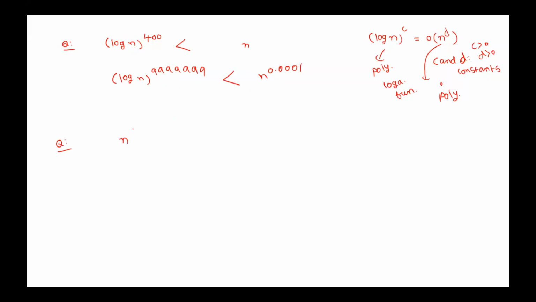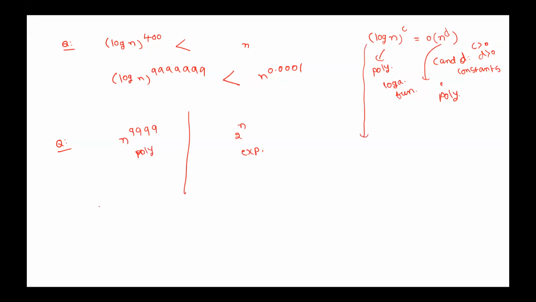Similarly, one student has given an algorithm to solve a problem whose order of growth is n power 9999. Another student has given an algorithm whose order of growth is 2 power n. Which is better? The one on the left-hand side is very much better. This is polynomial, and this is exponential.